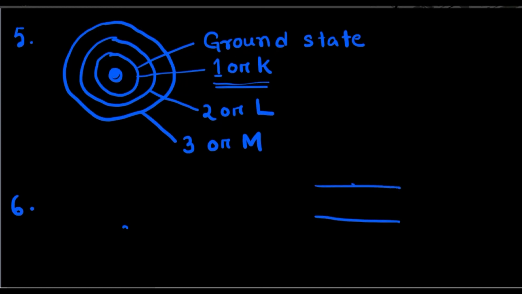These are the various levels, right? This is the K, L, and M. Suppose an electron is in the K shell. So if it jumps from K to M shell, then energy will be required. And if an electron from a higher energy level comes to a lower energy level, such as L, then energy will be released.